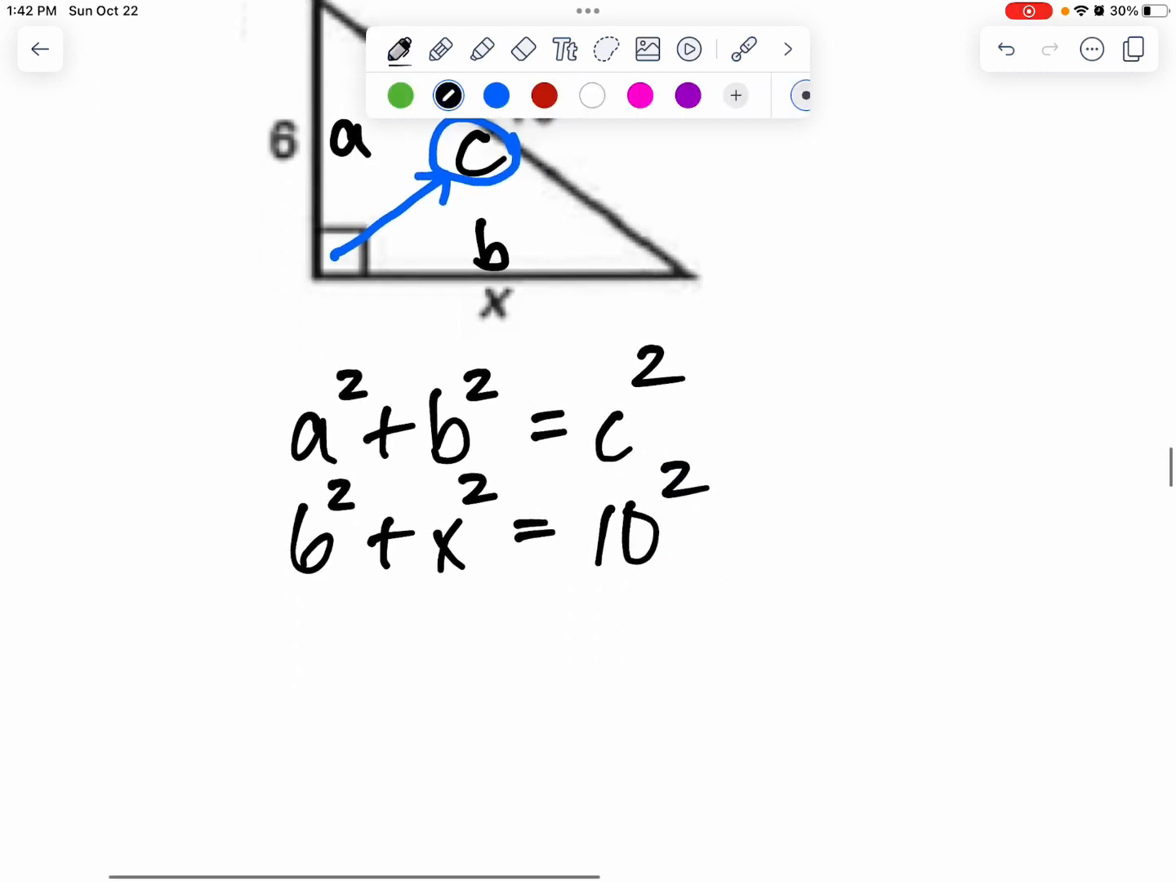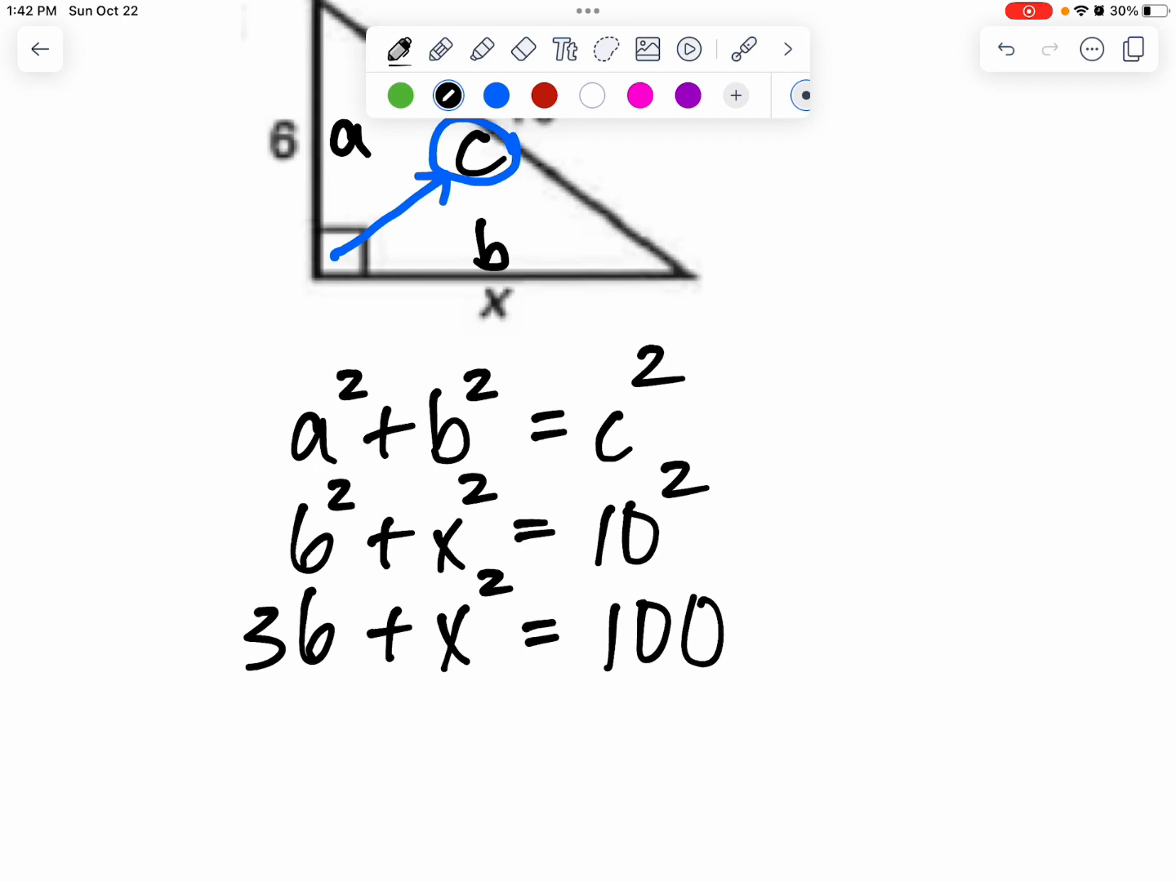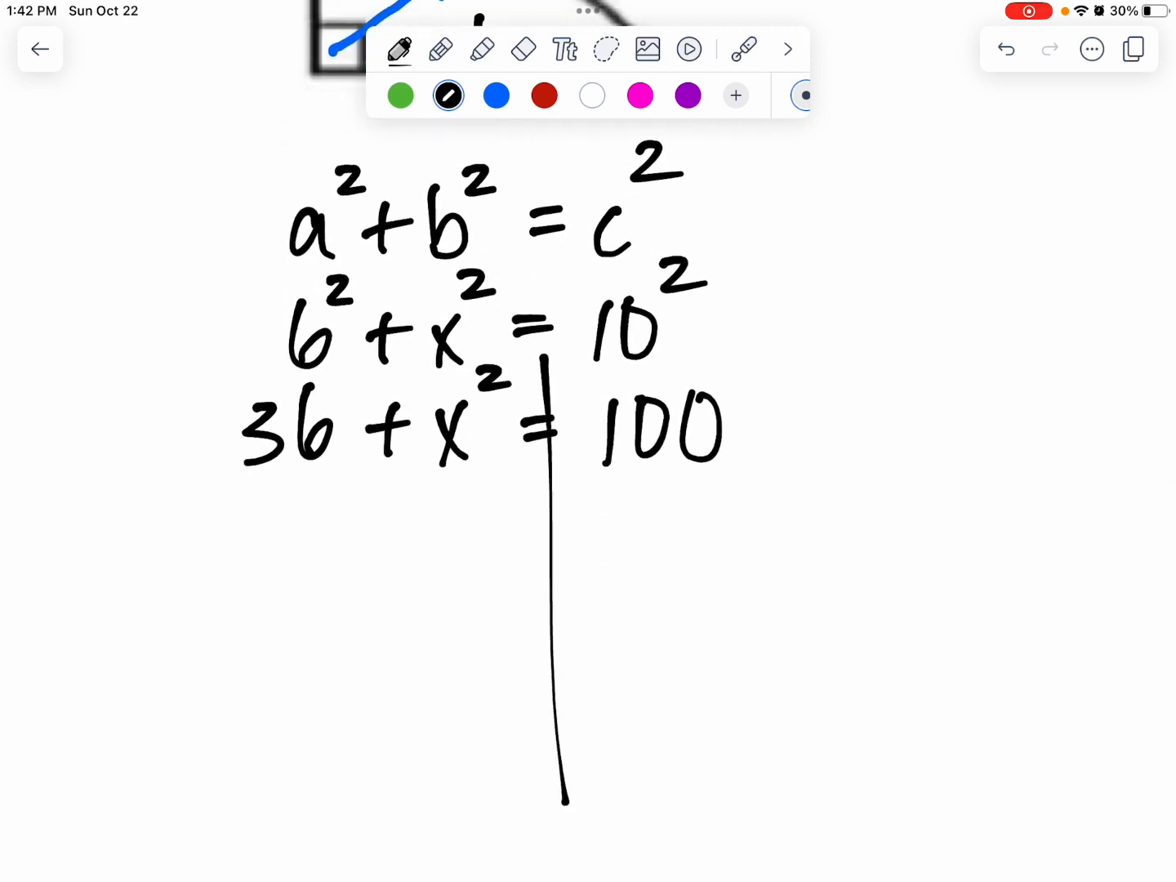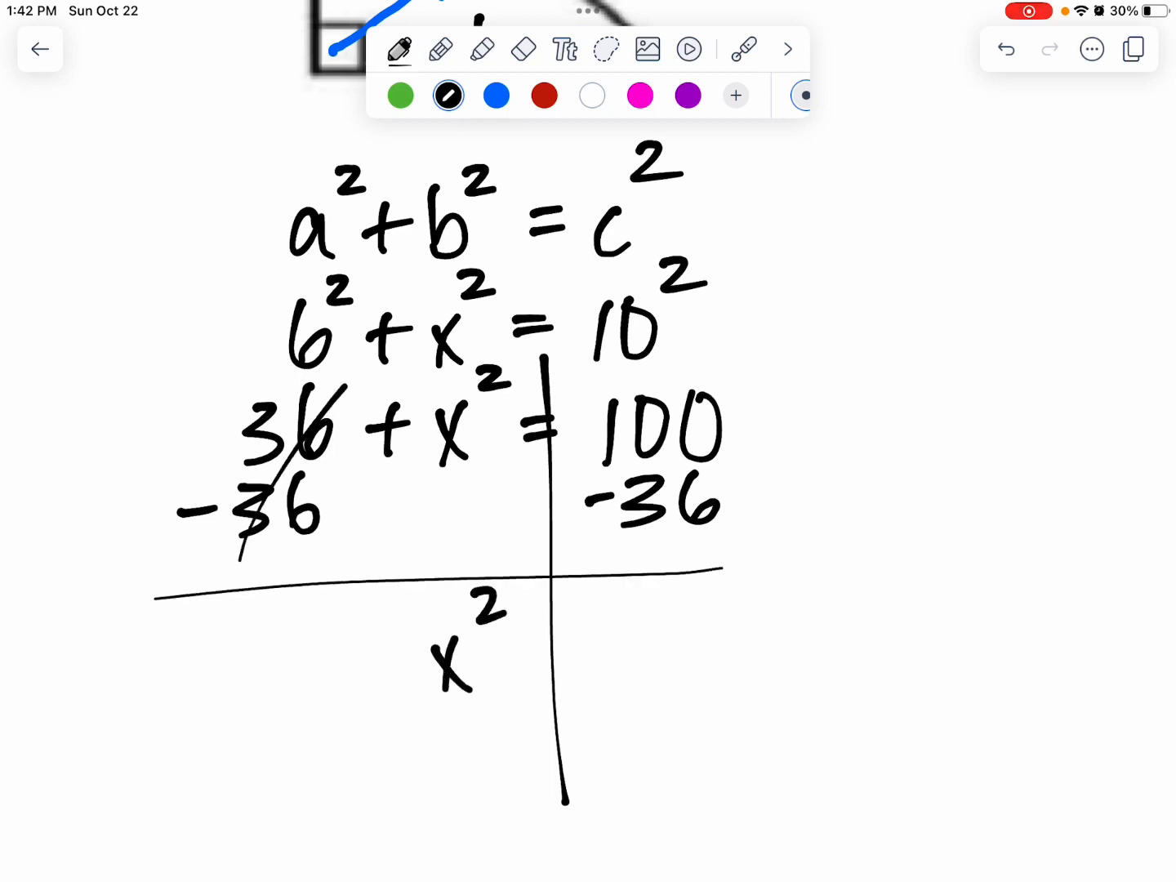Now, you might need a calculator, or maybe you know these numbers, but 6 squared, what that means is 6 times 6, it's 36. I'm going to keep X squared because I'm going to solve for that. And you people know what 10 squared is? I believe it is 100. And now I just have an equation that I need to solve. I'm going to subtract 36 from both sides, which cancels that. I've got X squared over here, and 100 minus 36, check me in the calculator, you get 64.